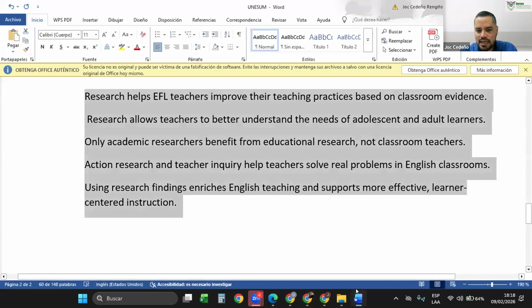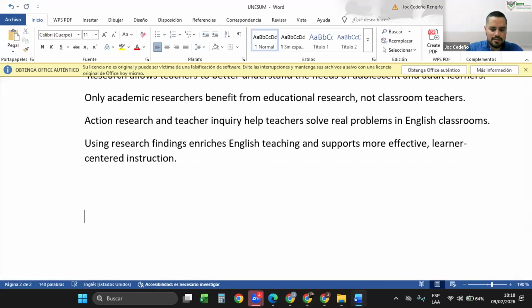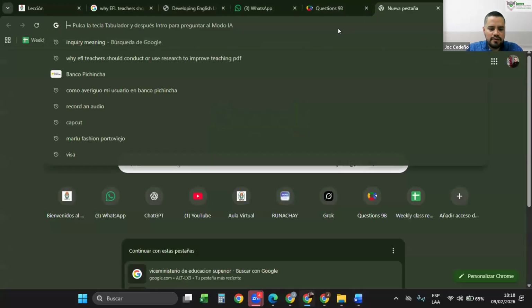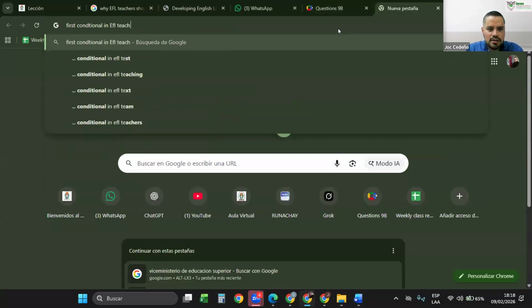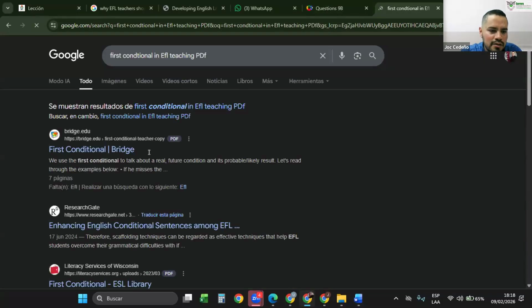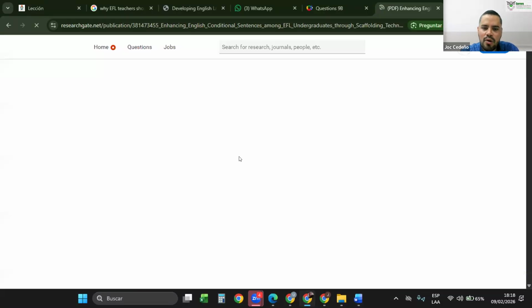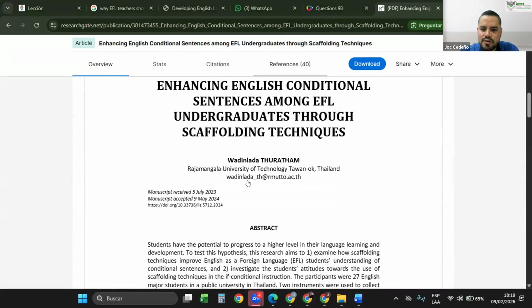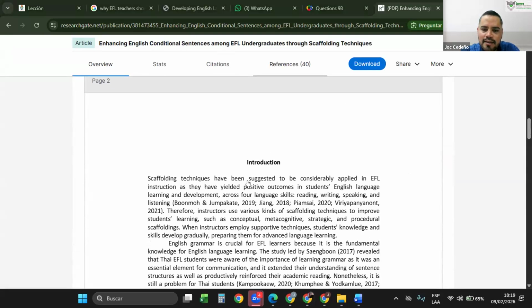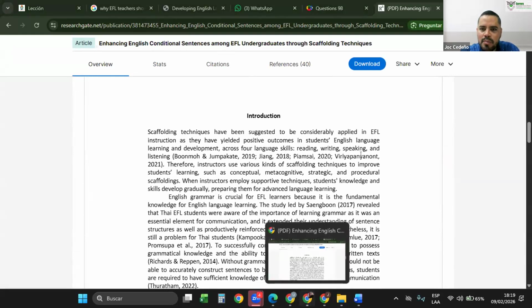For example, imagine that I have this topic. The topic is first conditional. I need to teach the first conditional, but I don't know what to do. So what can I do? I can go and search first conditional in EFL teaching and then PDF. And I can do some research on what strategies to use with the first conditional. So I should be reading and then figure it out.